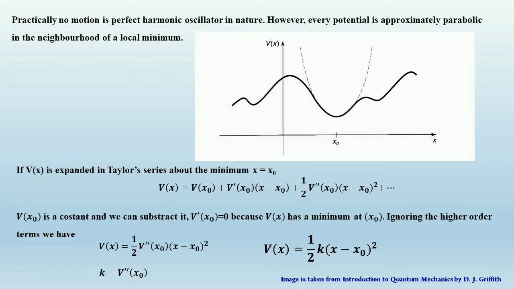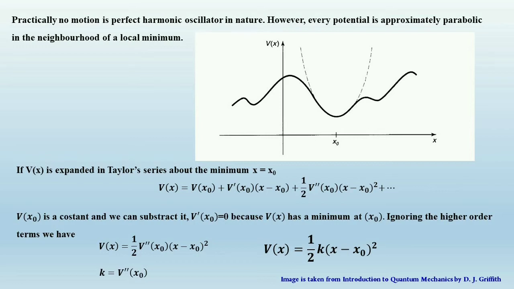So from the figure, if we consider the point x equal to x naught, and we want to expand the function V(x) in a Taylor series about the point x naught, from your mathematics you know that the Taylor series expansion of V(x) about x equal to x naught gives us V(x) equal to V(x naught) plus V prime (x naught) times (x minus x naught) plus half V double prime (x naught) times (x minus x naught) whole squared plus higher order terms.